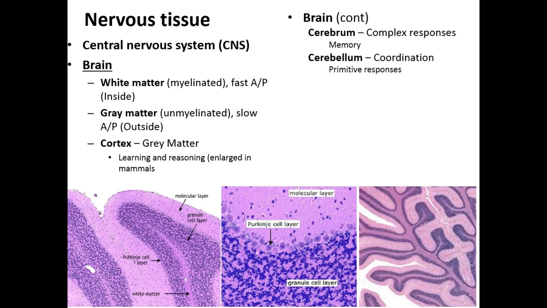In mammals, we have large cerebral cortices, right? We have a cerebral cortex on each side. The cerebrum, which is one of the main portions of your cortex, is where complex responses occur. This is where our memories come from. The cerebellum is just primitive coordination and primitive responses like controlling your body's breathing, right? Controlling your heartbeats, controlling all the very primitive responses.